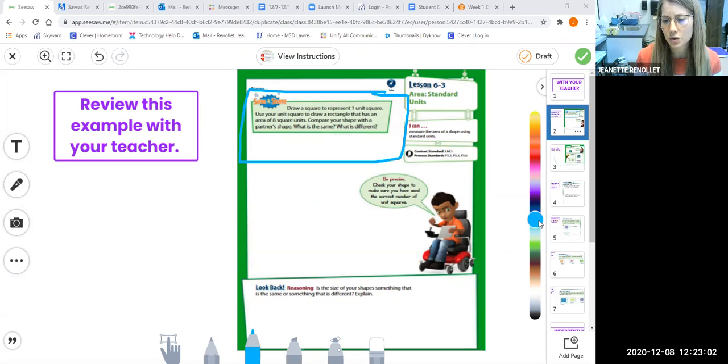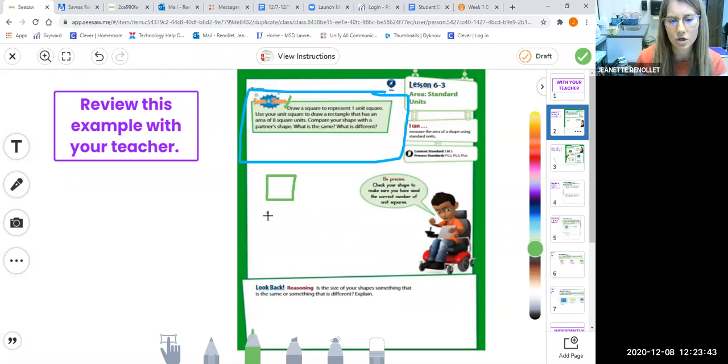So I'm going to choose green for me. You can choose whatever color you want. And I'm going to draw my square like this big. This is my square that it asked me to do. Then it says, use your unit square to draw a rectangle that has an area of 8 square units. So I'm going to take my size of square and try to make a rectangle that has 8 squares like this inside it.